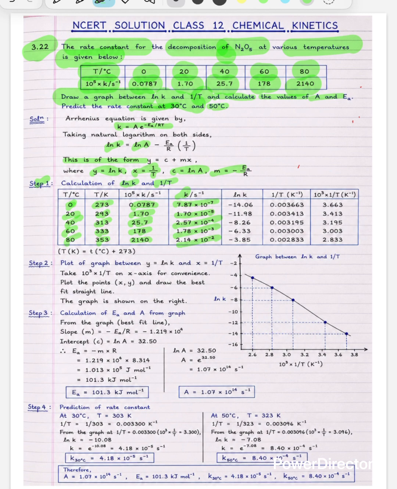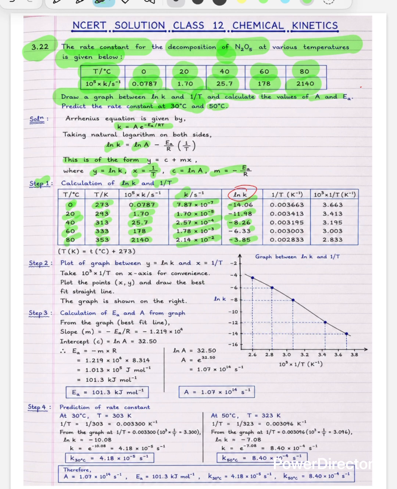Now it is time to calculate ln of K. How do we calculate ln of K? We generally use the log table. First convert it into log, so we take the log of 7.87 into 10 raised to power minus 7. But we need ln of K, so just multiply by 2.303 and it gets converted into ln of K. The values are minus 14.06, then minus 11.98, minus 8.26, minus 6.63, and then minus 3.85.